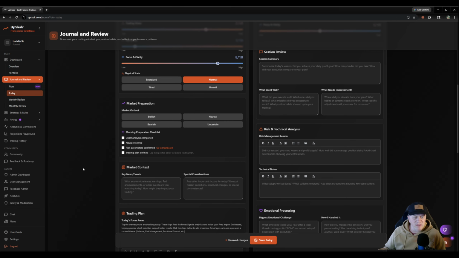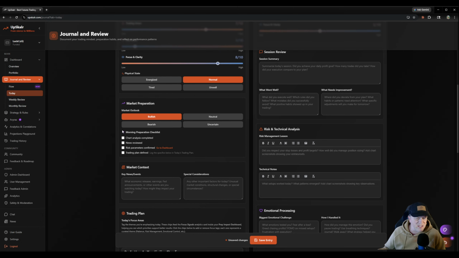At that point, you get down into the market prep. So, what's your lean? Are you neutral, uncertain, bullish, bearish? After the news that just came out, this is being recorded right after, there's been some big Donald Trump and Iran war news. So I'm just going to say bullish. And hopefully you've done your chart analysis as well.